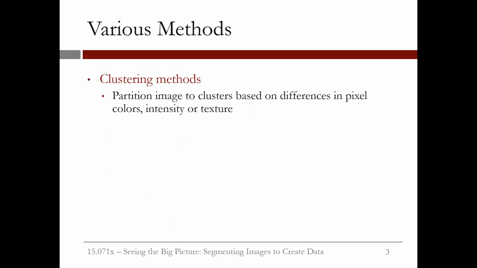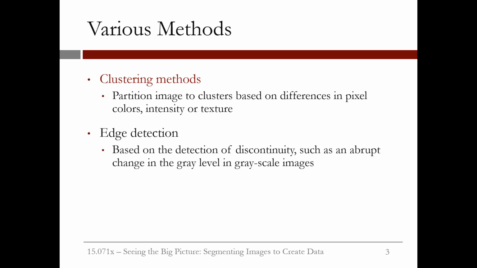Various methods have been proposed to segment images. Clustering methods are used to group the points into clusters according to their characteristic features, for instance, intensity values. These clusters are then mapped back to the original spatial domain to produce a segmentation of the image. Another technique is edge detection, which is based on detecting discontinuities or boundaries. For instance, in a grayscale image, a boundary would correspond to an abrupt change in the gray level.